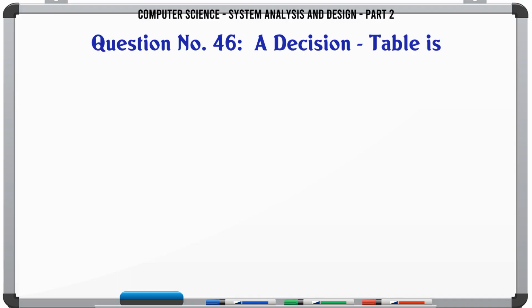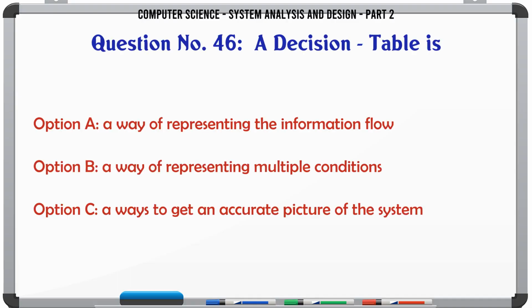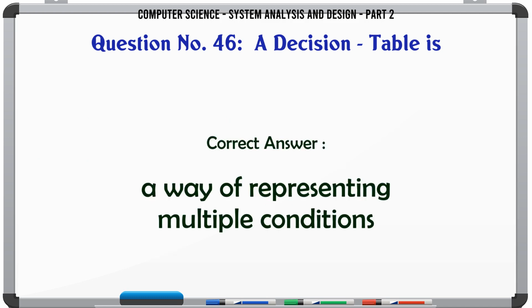A decision table is A. A way of representing the information flow, B. A way of representing multiple conditions, C. A way to get an accurate picture of the system, D. All of the above. The correct answer is a way of representing multiple conditions.